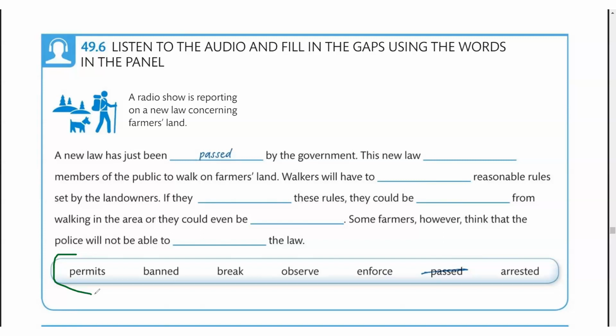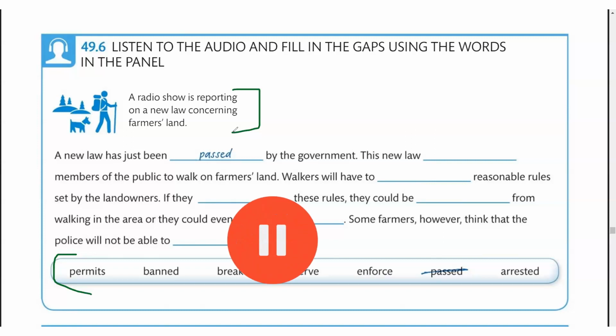The first one is done for us. First of all, this is a situation. A radio show is reporting on a new law concerning farmers' land. So here you can pause the video if you'd like and try to see if you can do the exercise on your own, and then come back, unpause the video, and see if you got 100%. So let's do it together. The first one is done for us. A new law has just been passed by the government, so we use passed.